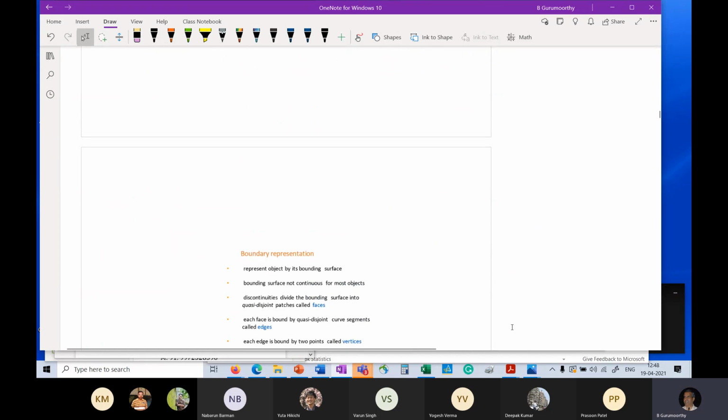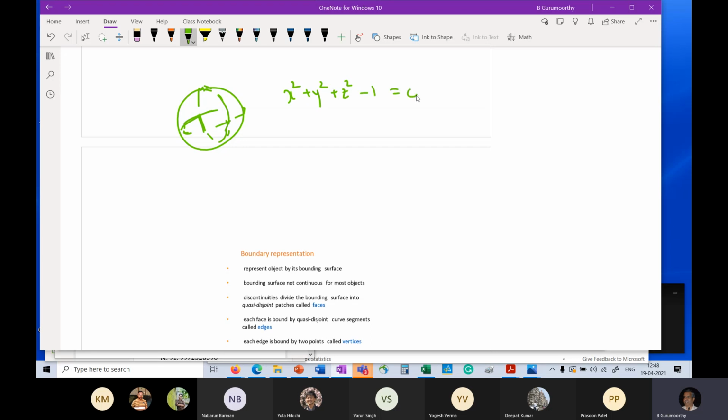And so if I have a sphere, just to give you a feel that it is a 3D entity, then I can represent it by its bounding surface, which is nothing but x square plus y square plus z square minus 1. So that's a unit radius sphere centered at the origin. But that alone is not enough. We said it must be an oriented boundary.